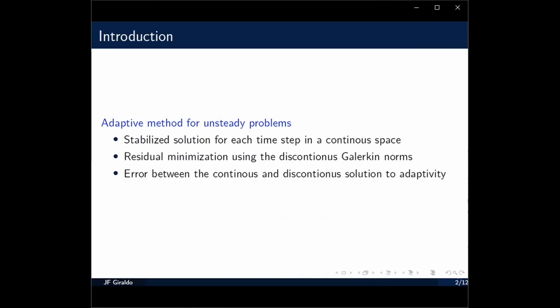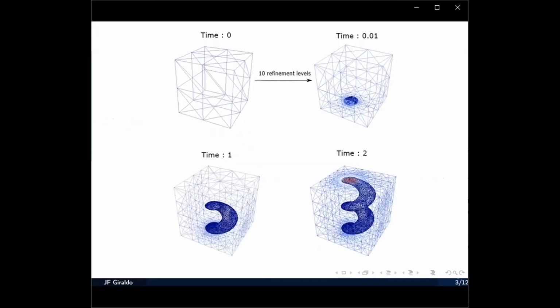This residual minimization will help us to get a continuous solution with the good properties of a discontinuous space, such as the inf-sup stability from the discontinuous Galerkin method. To illustrate, this is a rotational three-dimensional flow with an inflow boundary condition in the bottom. We start with an initial mesh at time 0, totally independent from the solution.